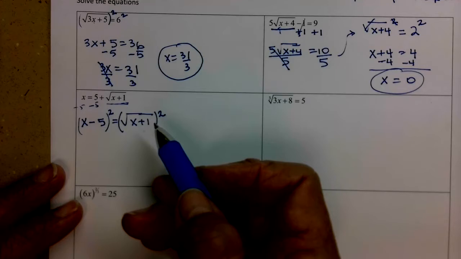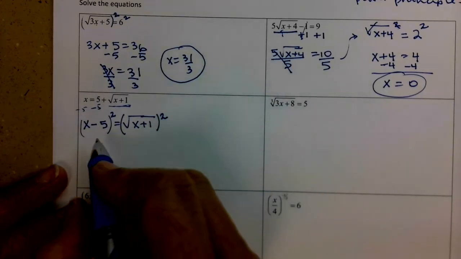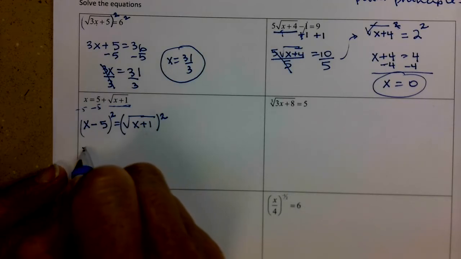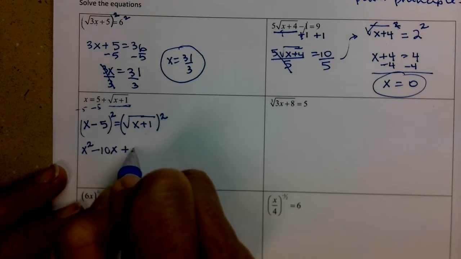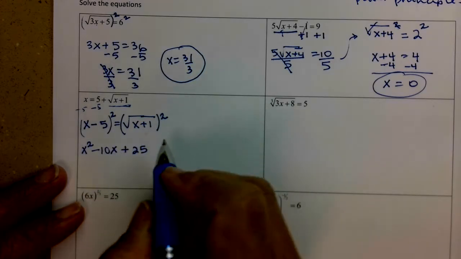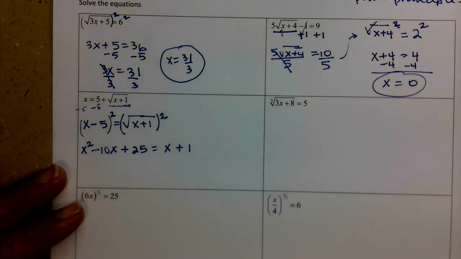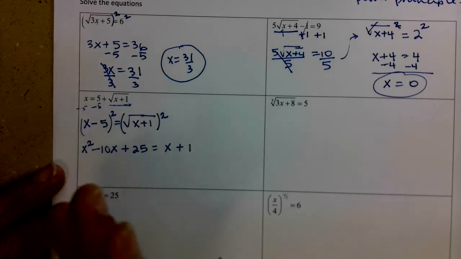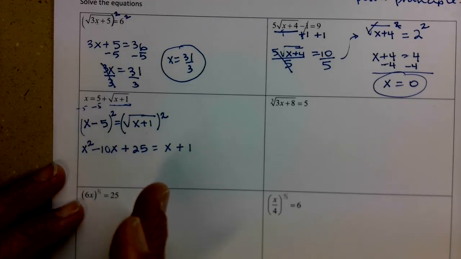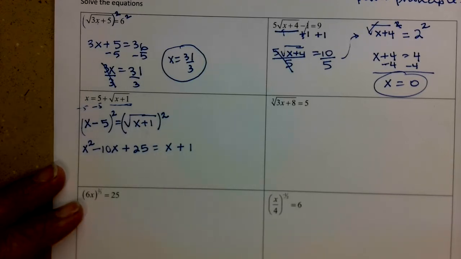So maybe you'll use FOIL. Maybe you know the pattern for that. But my left side is going to become x squared minus 10x plus 25. The right side is easy: just x plus 1, because squaring the square root cancels. But now the thing I have left to solve is quadratic. I have an x squared. We solve quadratic equations differently than we solve linear equations. We need to have that set equal to 0 and then try to factor.